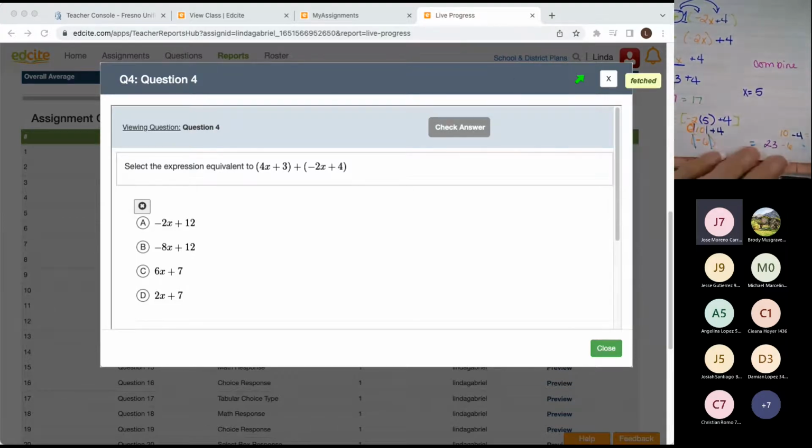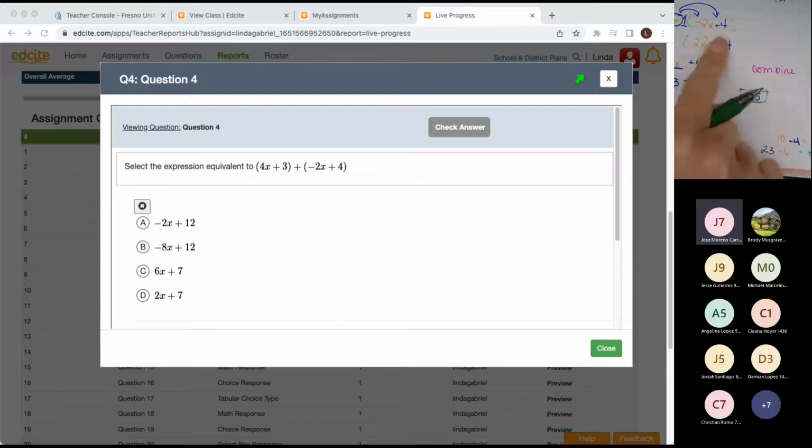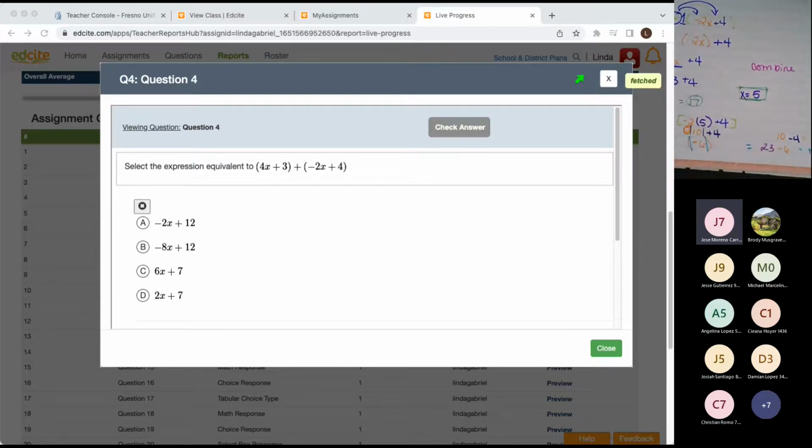Okay, so if we look here with my fake x value, I got the same answer when I plugged in 5 here at my simplified expression, right? My 2x plus 7 gave me 17. And when I plugged 5 into my original expression, I got 17. And that's what it means to have an equivalent expression: when we plug in x, we'll get the same exact answer. Okay, so for question number 4, our answer is 2x plus 7.